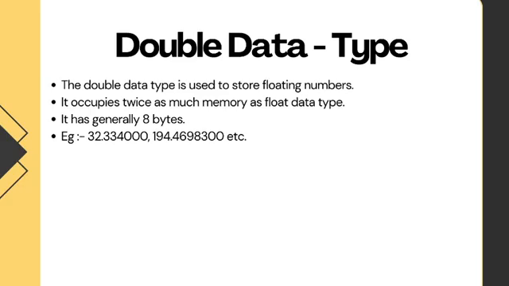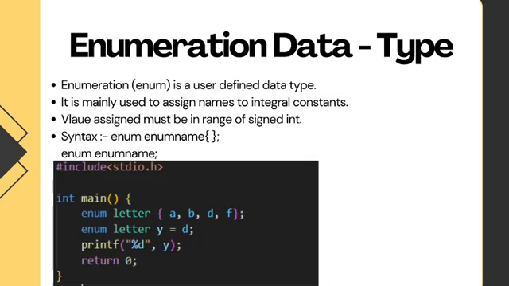Double data type. The double data type is used to store floating point numbers. It occupies twice as much memory as float data type. It has generally 8 bytes. Examples are 32.334000, 194.4698300, etc.